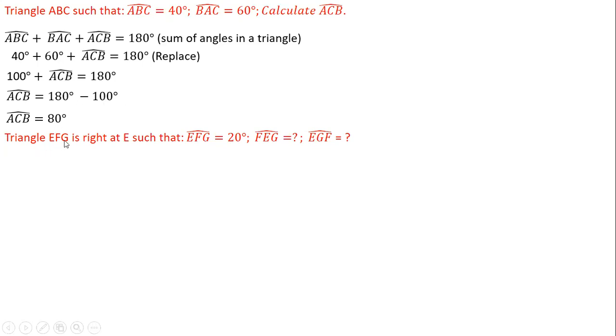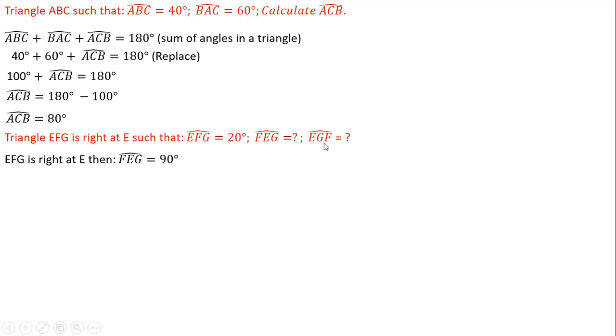Now triangle EFG is right at E. I stop. I ask, what do we mean when we say right at E? So in this triangle, the angle at vertex E is right. What do we mean by right? It's equal to 90 degrees. Let's name the angle at vertex E. It is called FEG. So directly I write, since triangle EFG is right at E, then angle FEG is equal to 90 degrees. So I found FEG, it's 90.